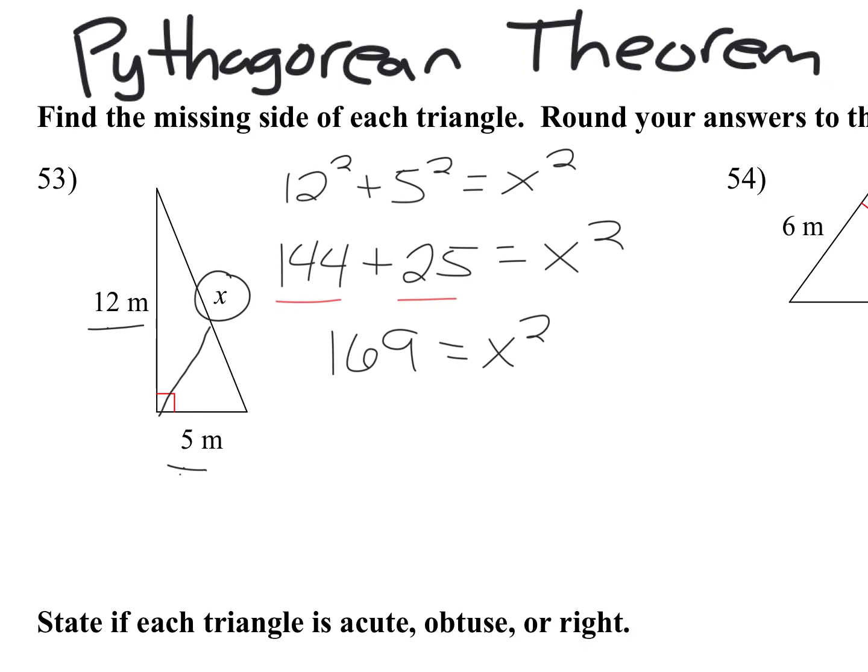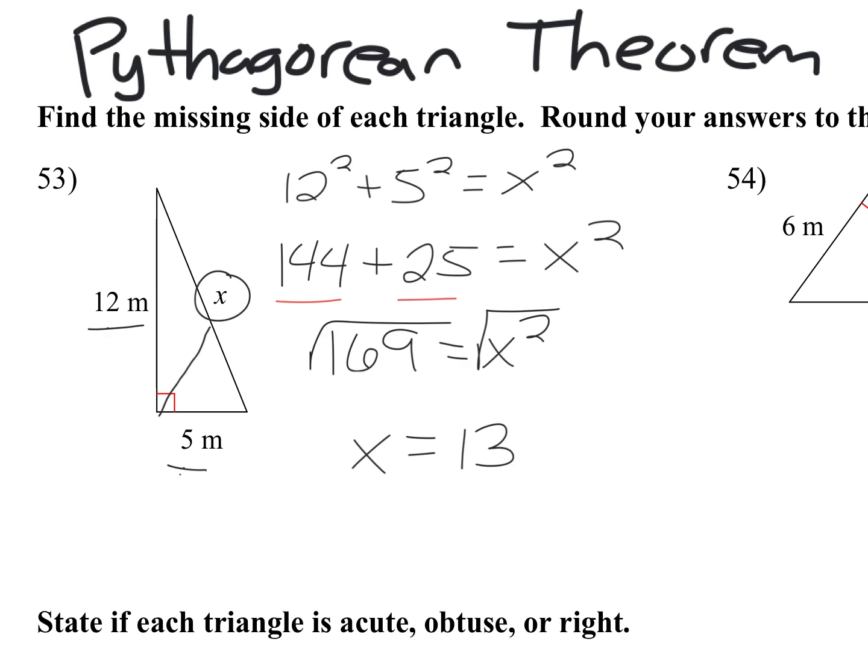From here, how do you get x by itself? Take the square root of that. So the square root of 169 is 13. So x equals 13. You're always going to end up taking the square root.